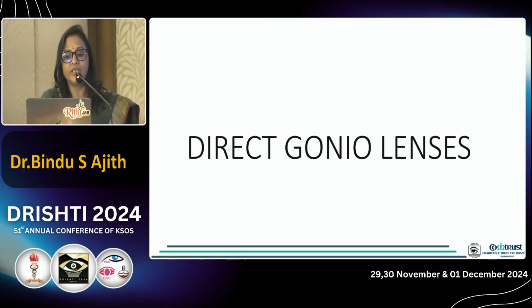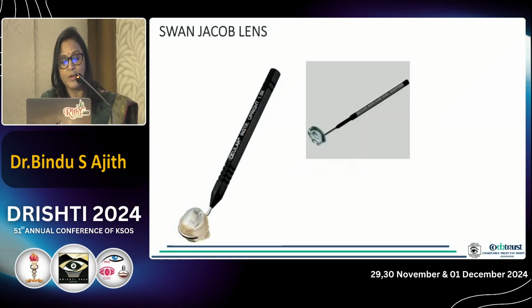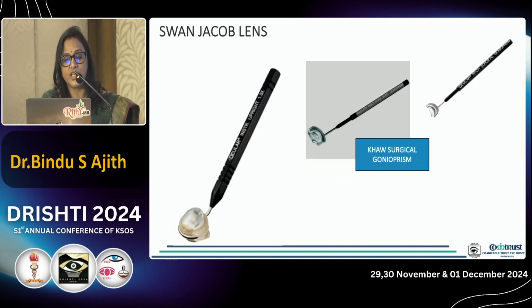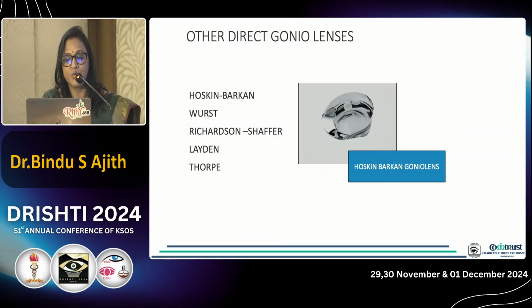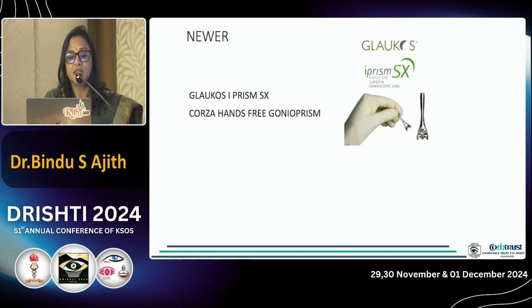And now we go on to the direct gonio lenses, which help us to view the angles when you are going to do the angle surgery. Of late, we have many more coming. Initially, it was a Shan-Jacob lens, then the KSOS surgical lenses, the Ocular Hill surgical gonioprism. You have the Hoskins-Barkan, the hands-free lenses. The newer ones are the Glaucos eye prism and the KSOS hands-free gonioprisms.